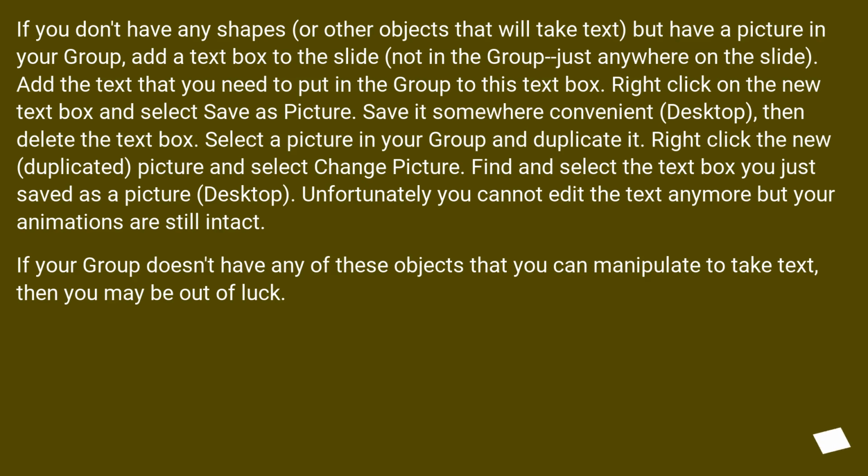Select a picture in your group and duplicate it. Right-click the new, duplicated picture and select Change Picture. Find and select the text box you just saved as a picture, on the desktop. Unfortunately, you cannot edit the text anymore, but your animations are still intact. If your group doesn't have any of these objects that you can manipulate to take text, then you may be out of luck.